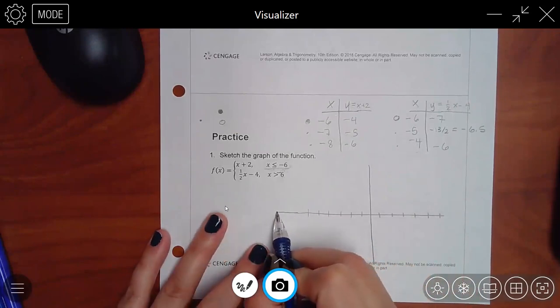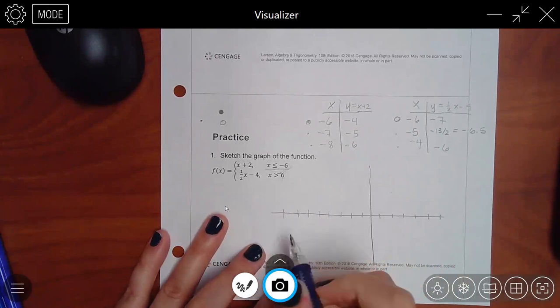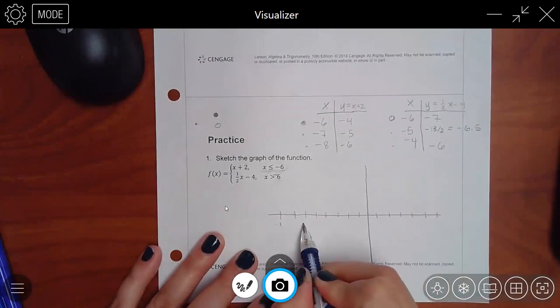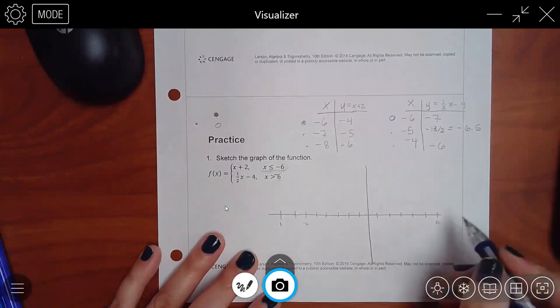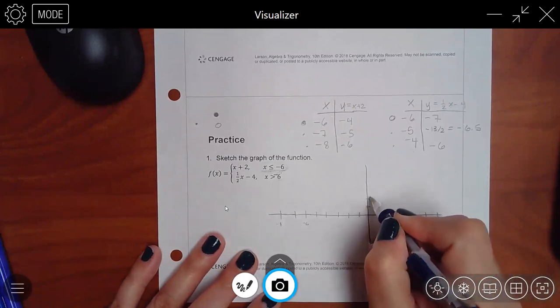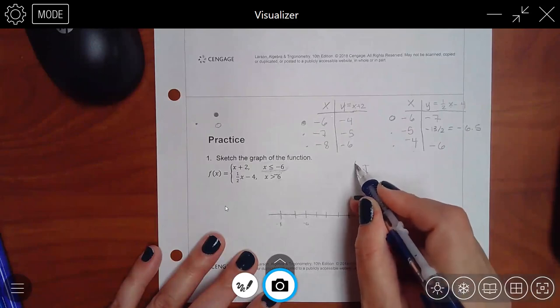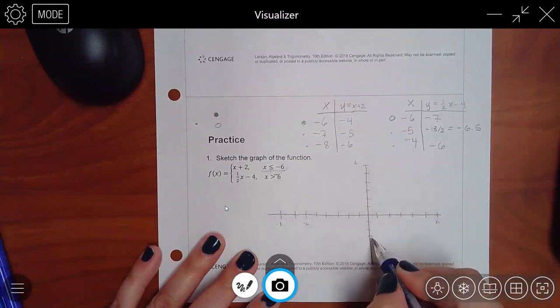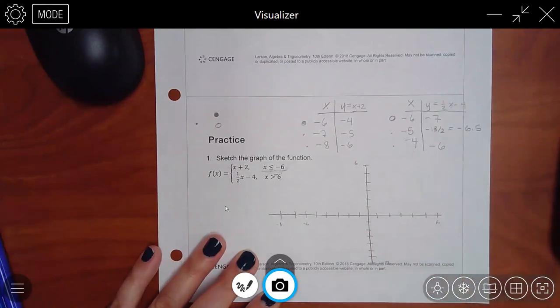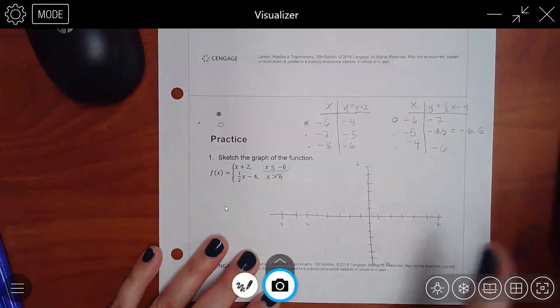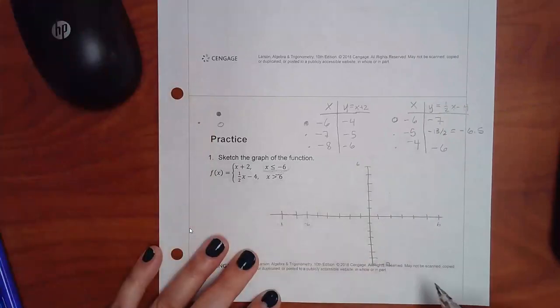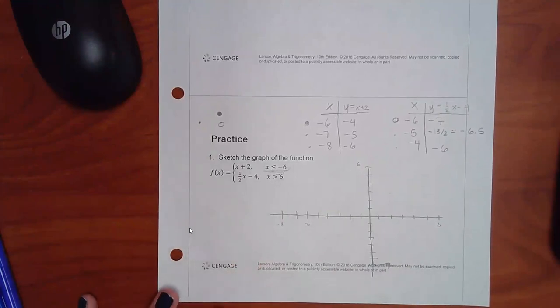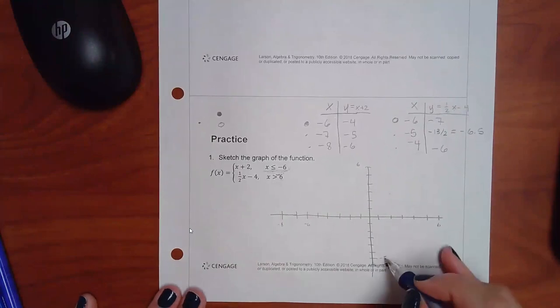1, 2, 3, 4, 5, 6. And I do need some more because I have -7 and -8. And 1, 2, 3, 4, 5, 6. And we'll go one more, -7. So -7 is like right there. Trying to make it darker because it's on top of the words. -6 is here.